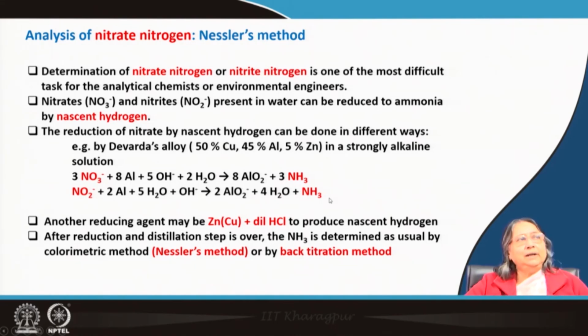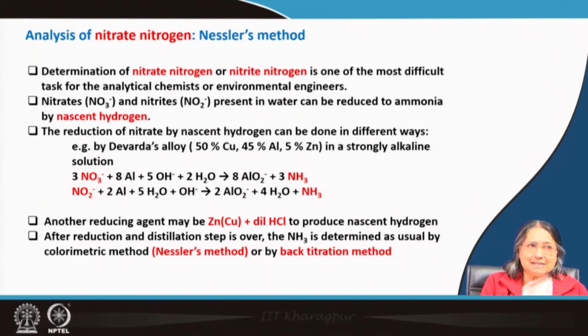Now, say for example, you have in your sample all 3 different types of nitrogen, but you want to know how much is ammonia nitrogen, how much is organic nitrogen and how much is nitrate nitrogen. Then you have to do it in stepwise fashion. First you take the same sample and determine the ammonia nitrogen. So, ammonia nitrogen is gone there.